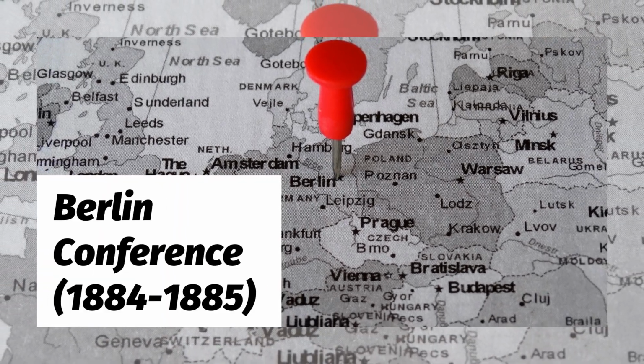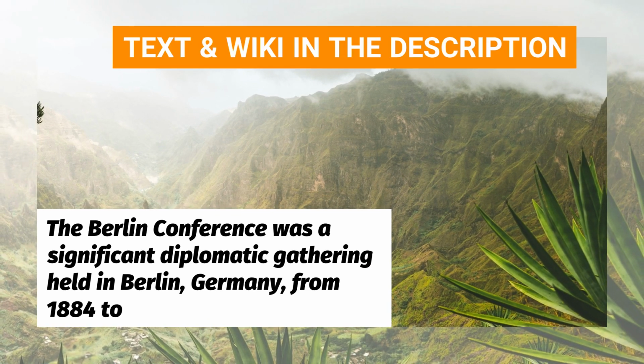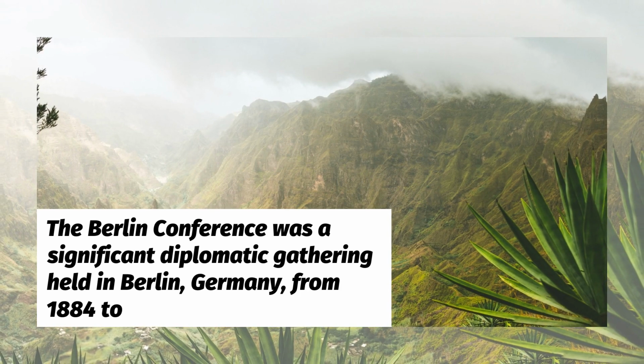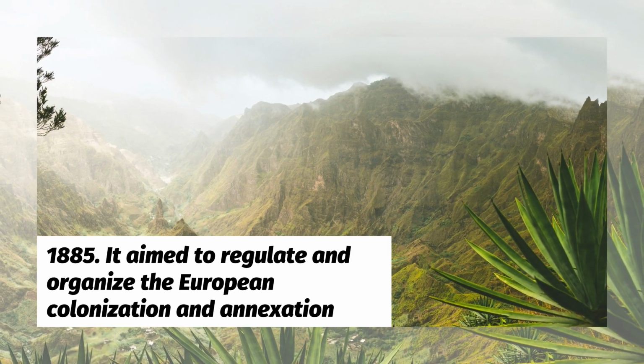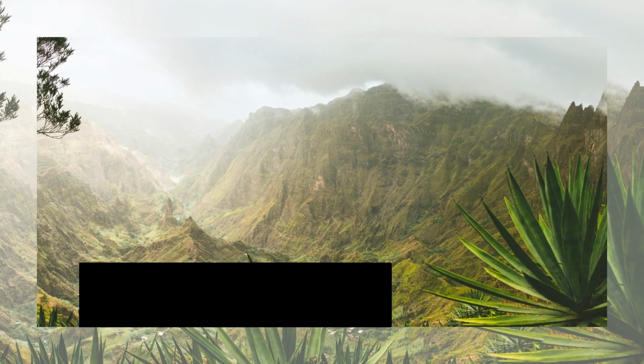Berlin Conference, 1884 to 1885. The Berlin Conference was a significant diplomatic gathering held in Berlin, Germany, from 1884 to 1885. It aimed to regulate and organize the European colonization and annexation of Africa during the late 19th century.